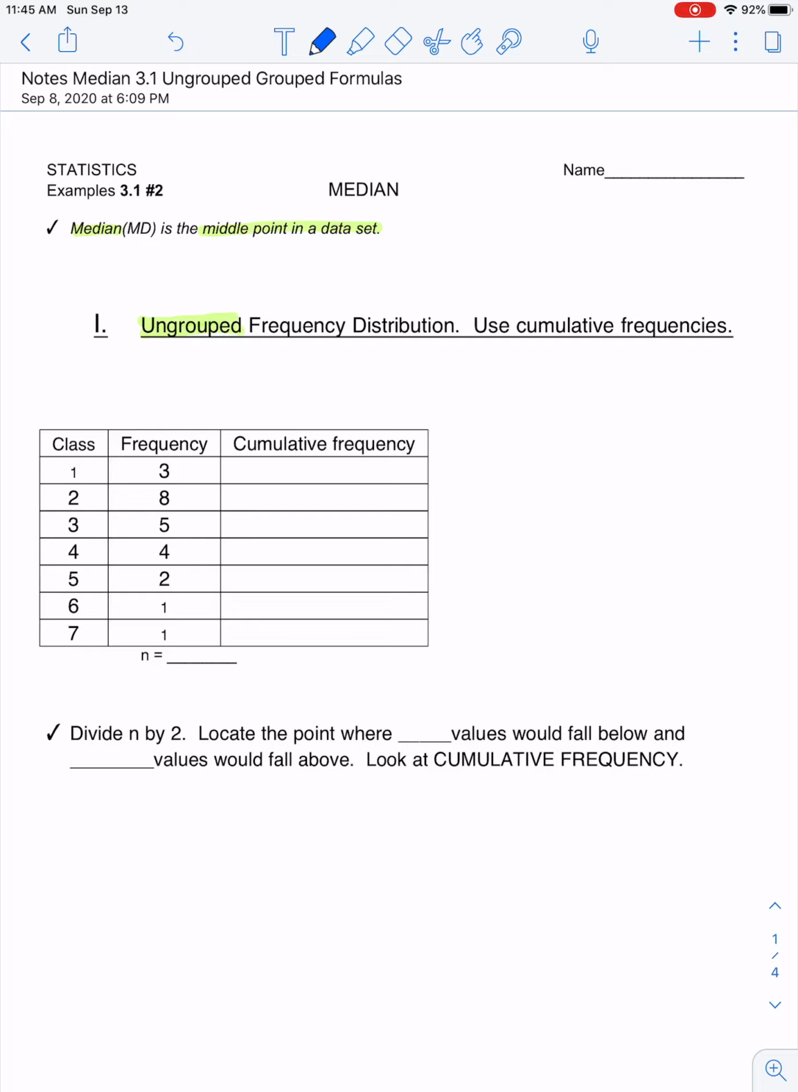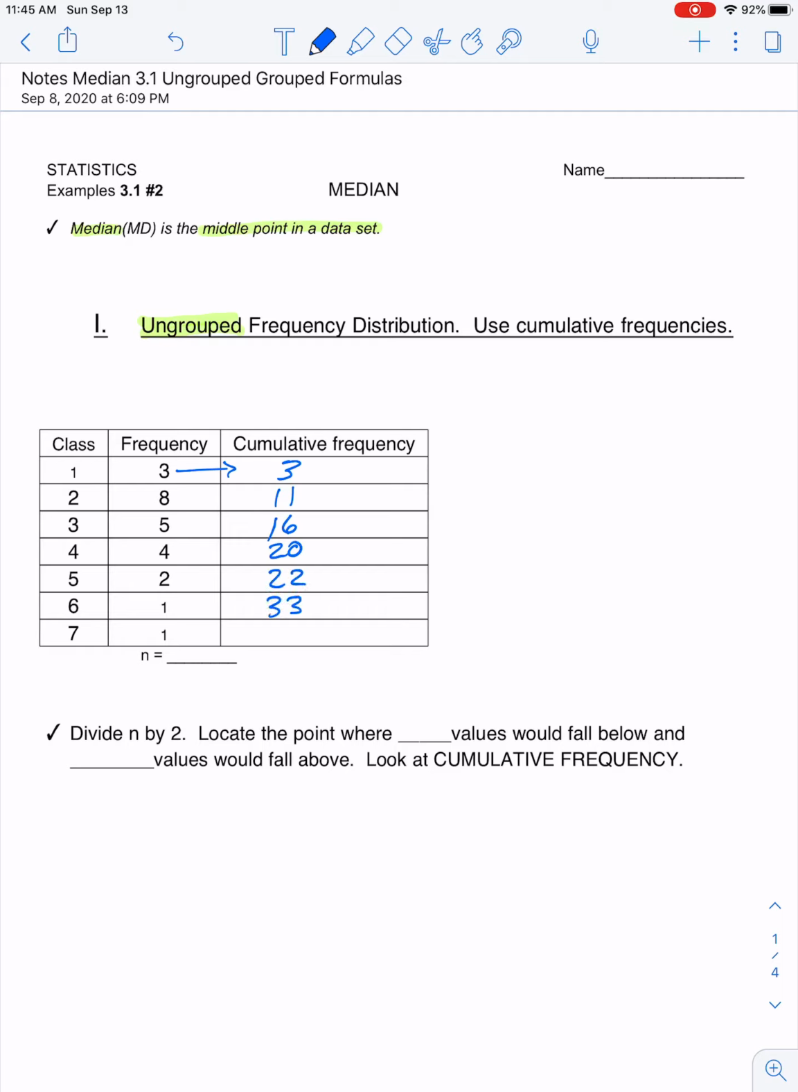our CF column, or cumulative frequency column. So I'm going to create that first. So we'll go through here. As you remember, at the end of the first class, we have 3 data points. We'll add 8. Now we have 11. Add again, 16 plus 4 gives us 20, 22, 23.